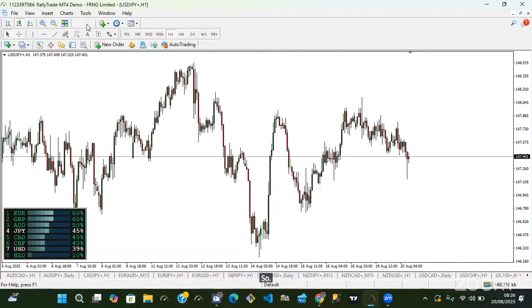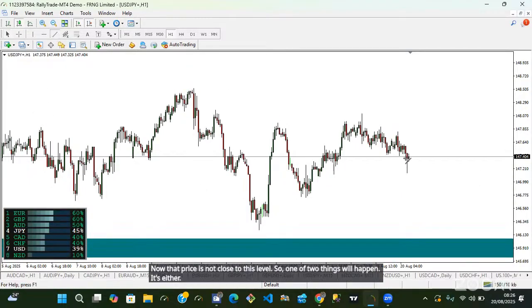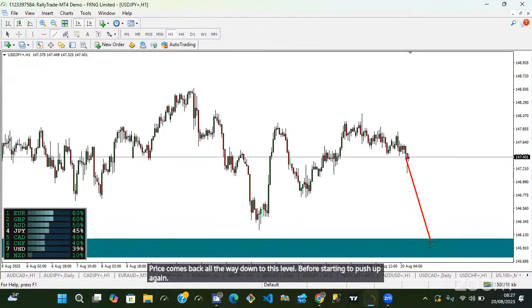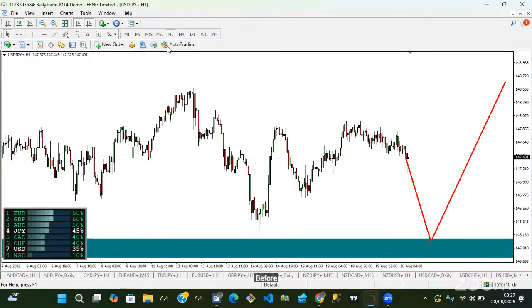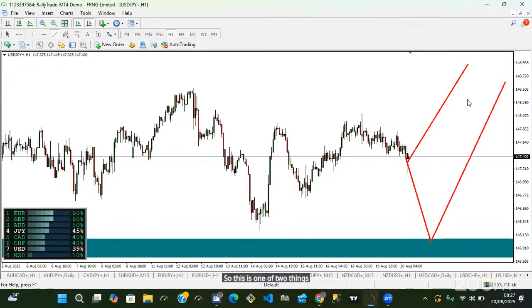So on a 1 hour time frame, one of two things can happen. I would have preferred if price was very close to this level. Now that price is not close to this level, one of two things will happen. It's either price comes back all the way down to this level before starting to push up again, or price just keeps going up from this level. So this is one of two things that can happen.